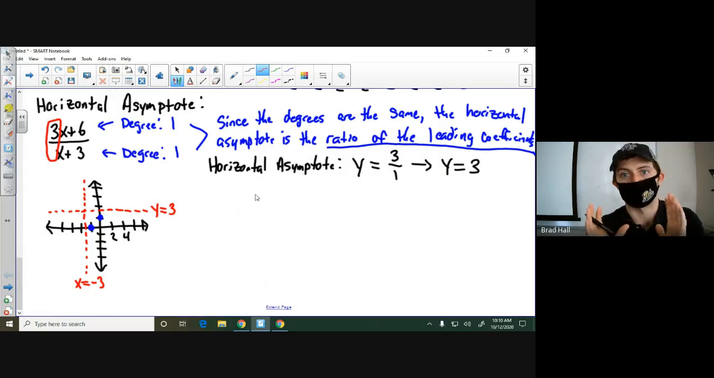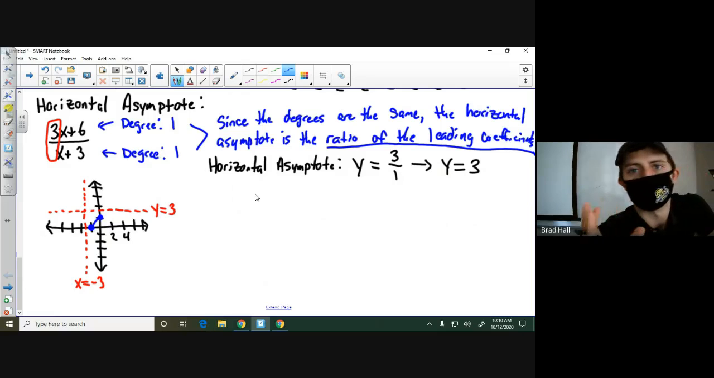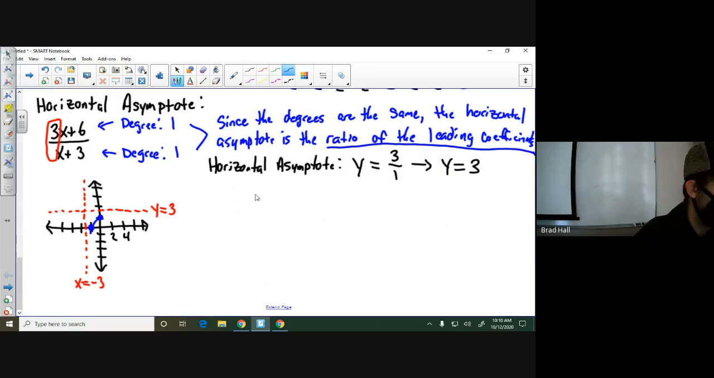These act as barriers, so the graph can't cross through them. And in particular, if we have to connect the dots no matter what. And for any asymptotes, the graph always gets exceedingly close to the asymptote, but never quite touches it. Just forever gets closer and closer and closer. Doesn't quite touch it.